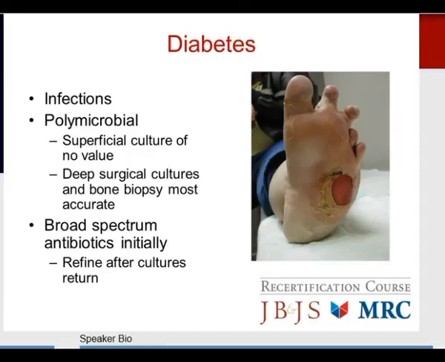If it's an infectious process now, they're often polymicrobial. We use broad spectrum antibiotics initially, and we have to get deep surgical cultures. They're the only ones that matter to make sure we target our specific antibiotics to the specific organism once it's all done.